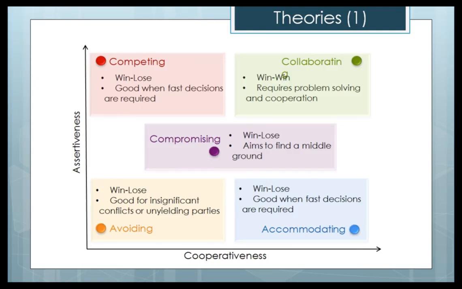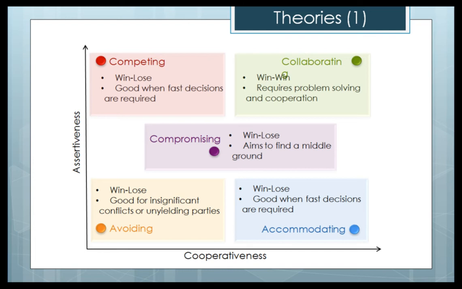The following diagram depicts Thomas and Kilmann's 5 conflict resolution styles. Competing is a win-lose style of low cooperation and high assertiveness, in which each party asserts their position. Collaborating is a win-win style of high cooperation and high assertiveness. It aims to find a solution that will satisfy both conflicting parties.